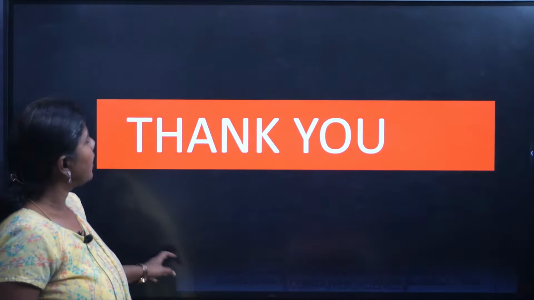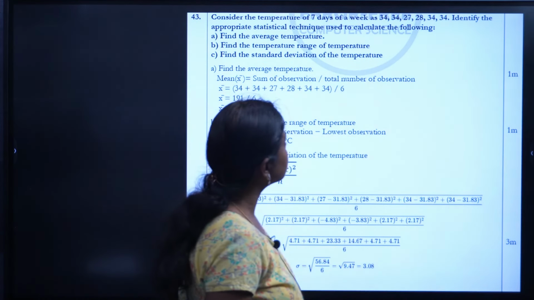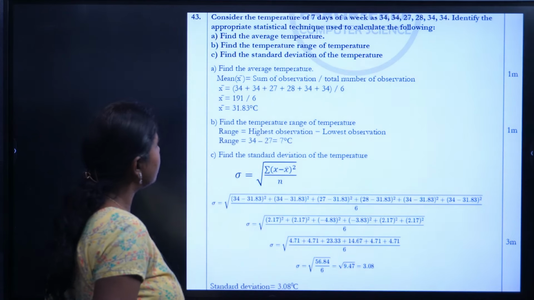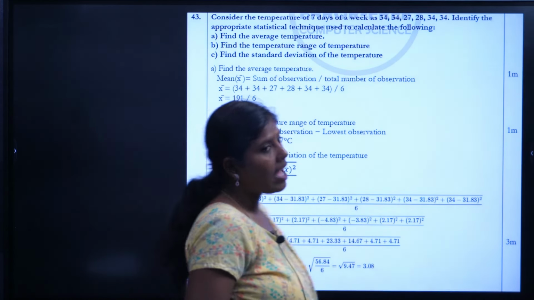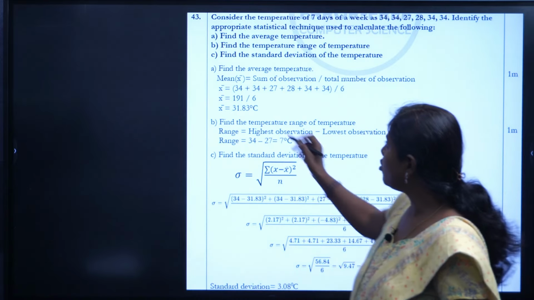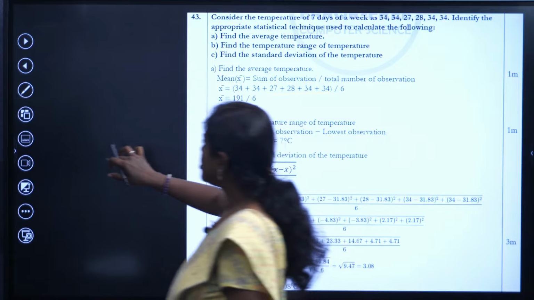So what do we have now? Consider the temperature of 7 days of the week: 34, 34, 27, 38, 28, 34 and 34. Identify the appropriate statistical technique. Average you have to find out. Average is basically nothing but the mean. Add everything and divide it by the total number of numbers given.